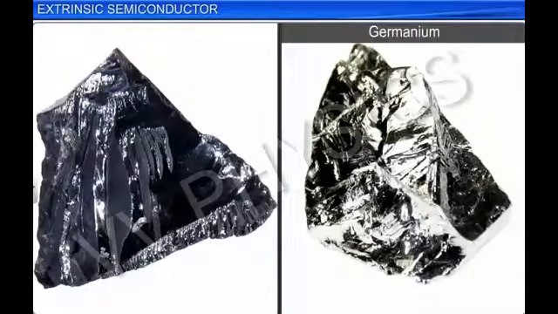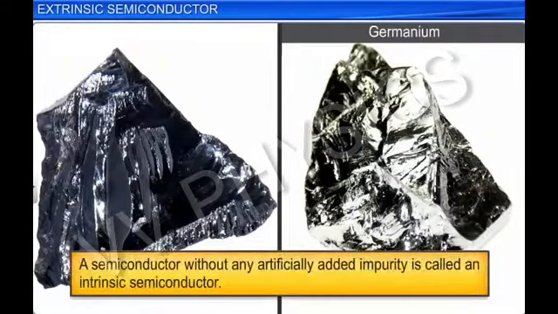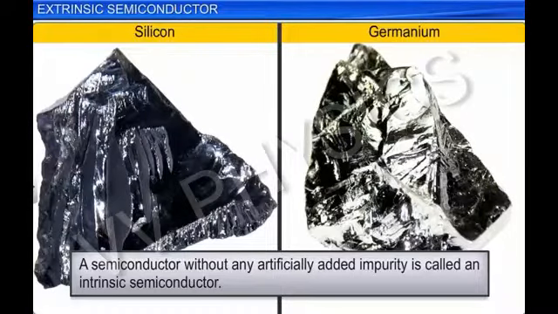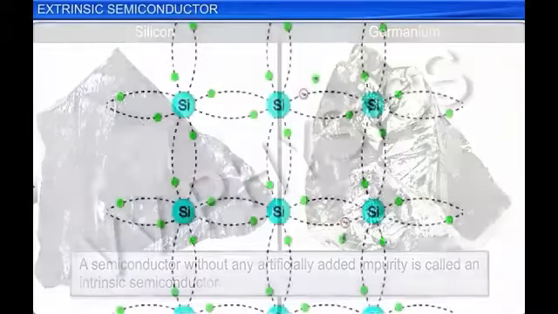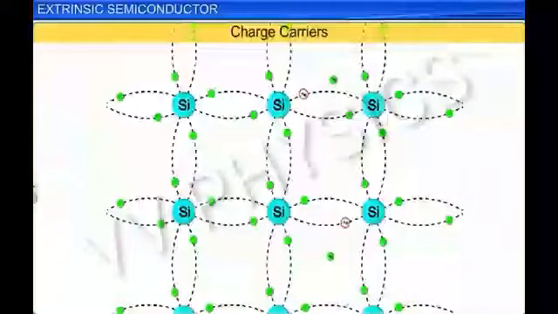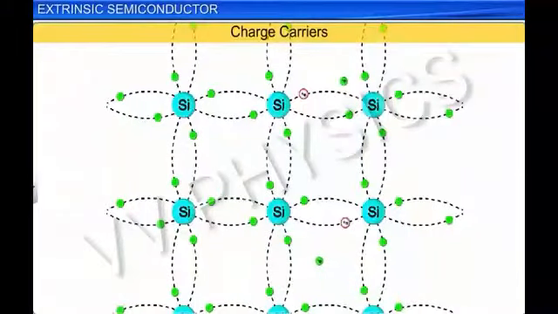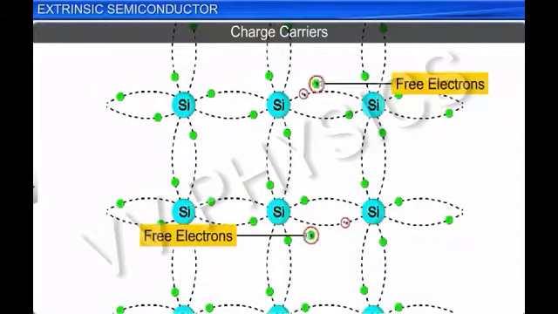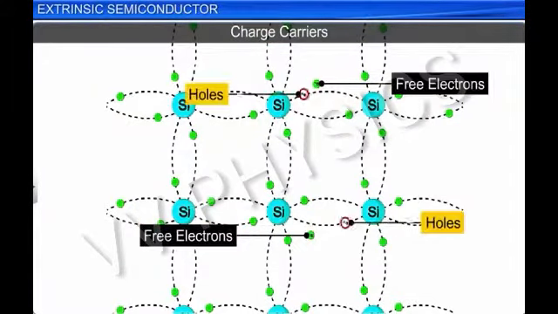As we learnt earlier, a pure semiconductor without any impurities in it is called an intrinsic semiconductor. Both silicon and germanium exist as intrinsic semiconductors. There are two types of charge carriers in the crystal lattice of an intrinsic semiconductor: the negatively charged free electrons and the positively charged holes.